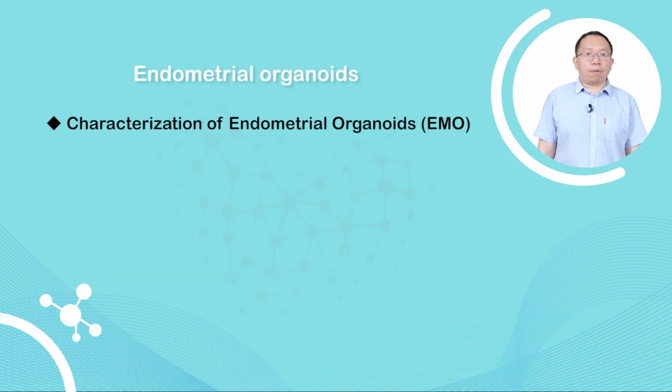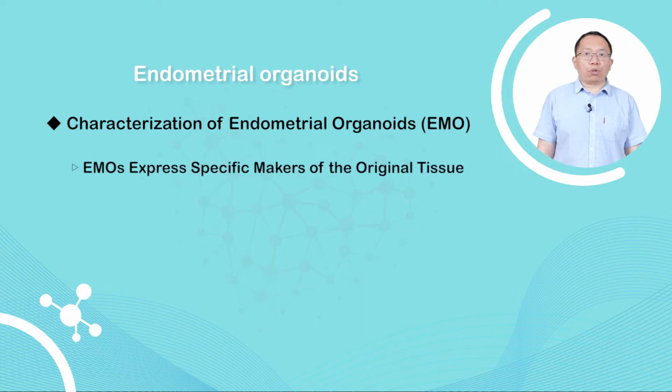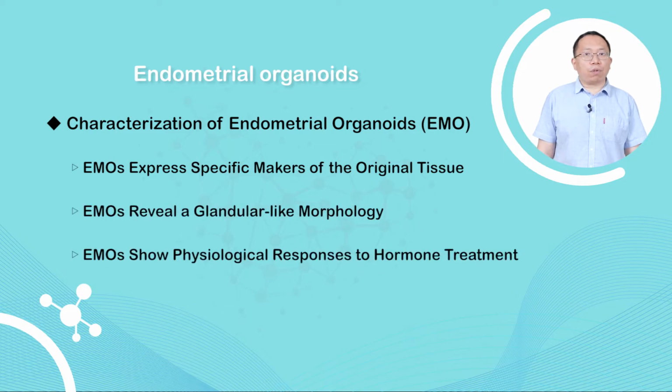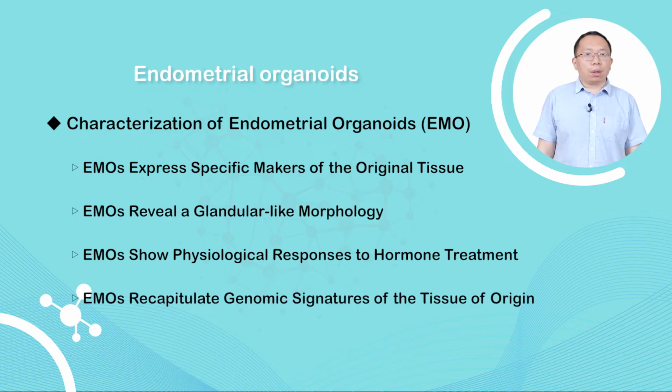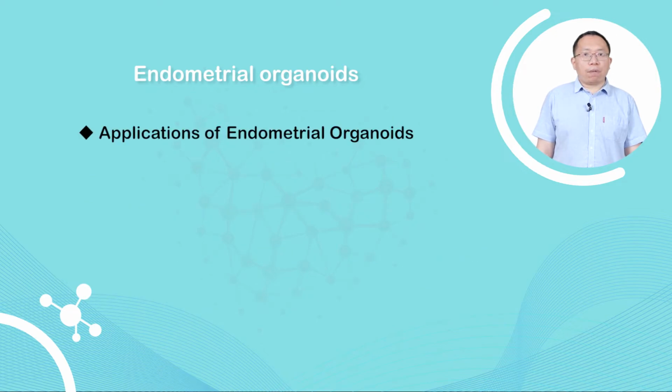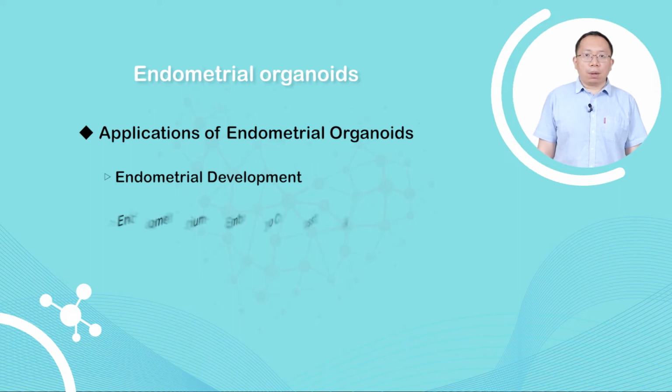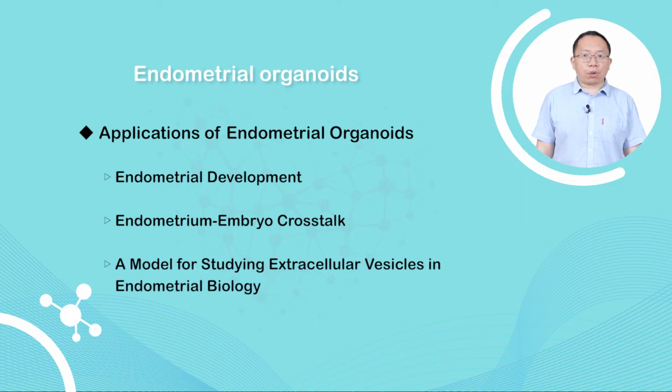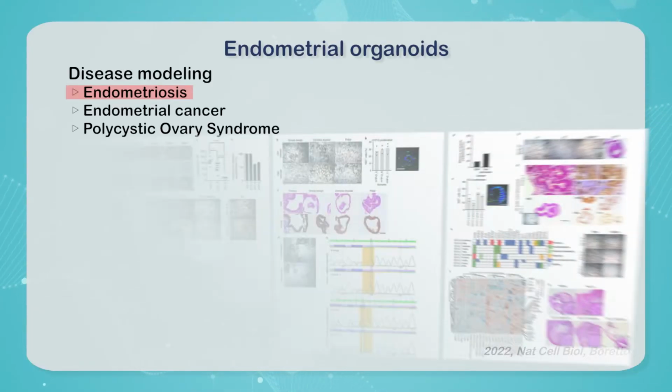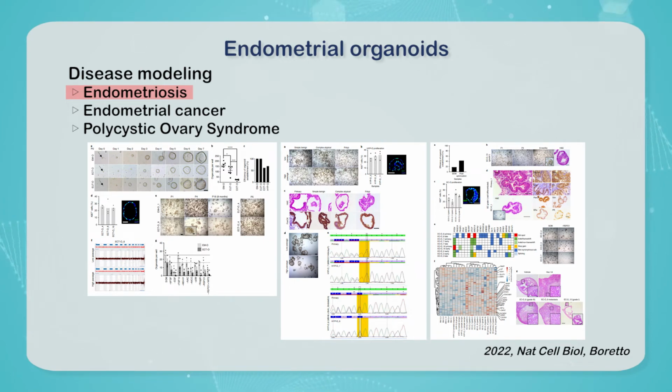The characterization of endometrial organoids includes the following: they express specific markers of the original tissue, show physiological responses to hormone treatment, and recapitulate genomic signatures of the tissue of origin. The applications of endometrial organoids include endometrial development and endometrium-embryo crosstalk, and they are a model for studying extracellular vesicles in endometrial biology. Then let's review the organoid models of endometriosis.